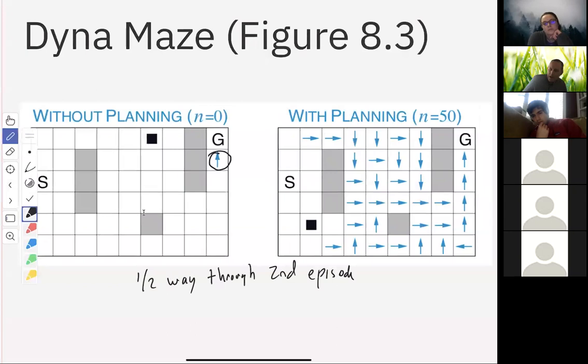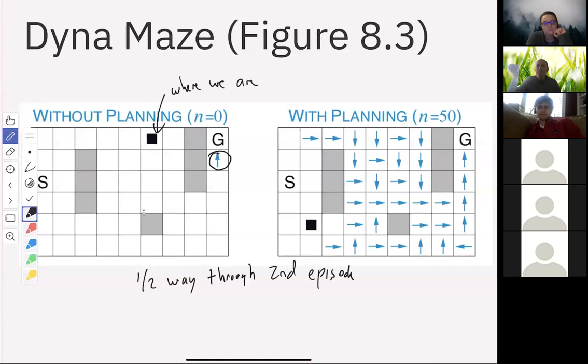Okay, so halfway through the second episode, we have information about basically one state that's non-zero. One state-action is non-zero. And this is where we are. That is, we're halfway through the episode, and this is what state we happen to be in.